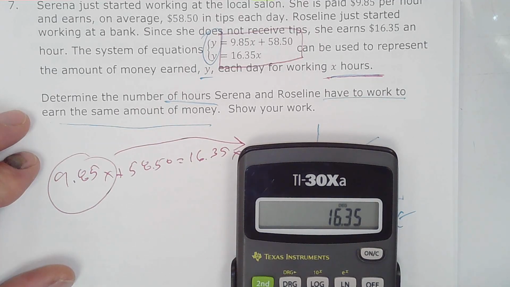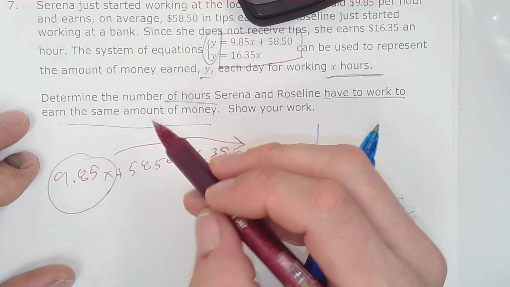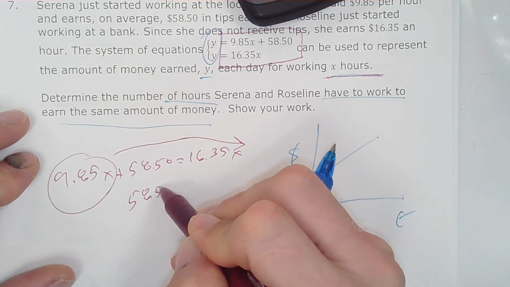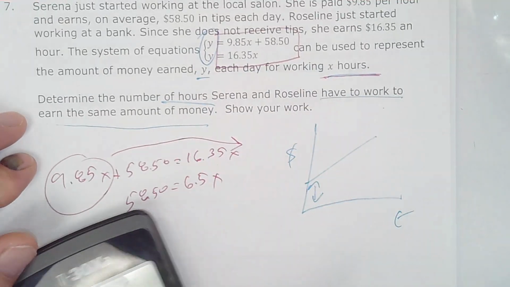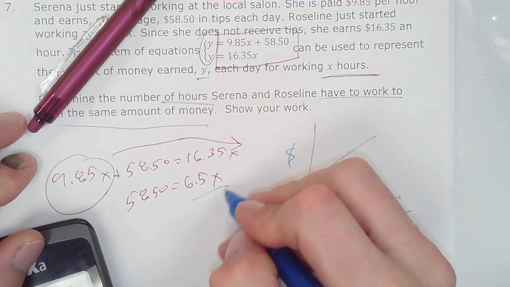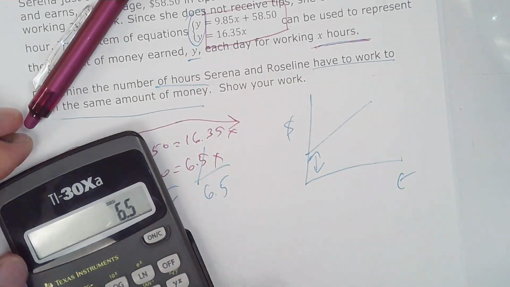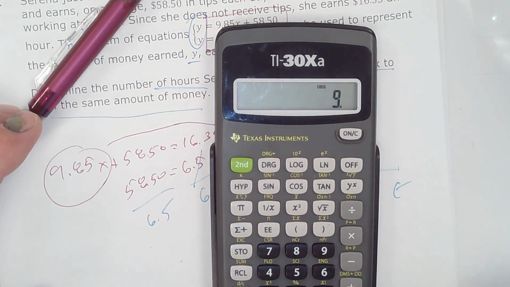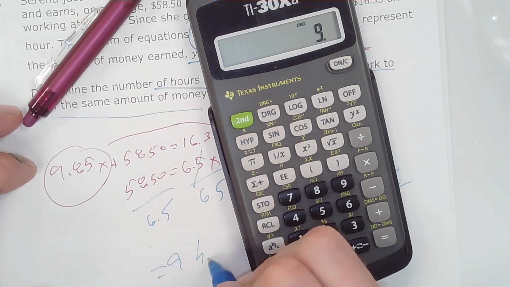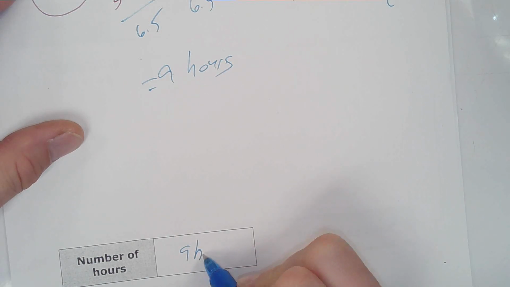16.35 minus 9.85 is 6.50 x. 58.50 equals 6.5x. Divide both sides by 6.5. So I'm going to divide 58.50 divided by 6.5 equals 9 hours. All right, that's a pretty straightforward question.